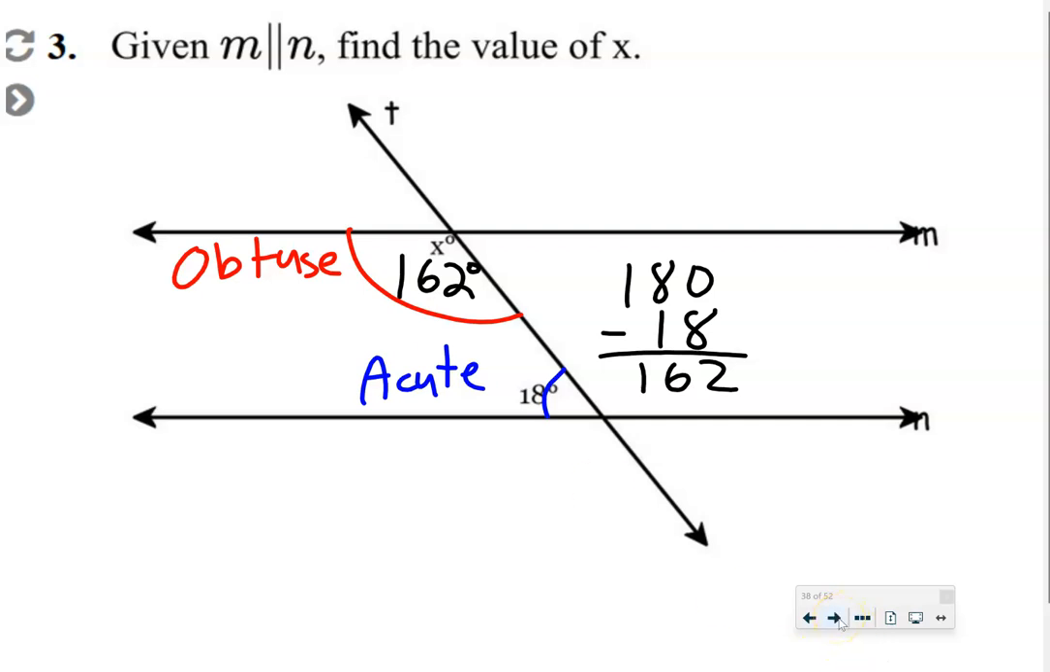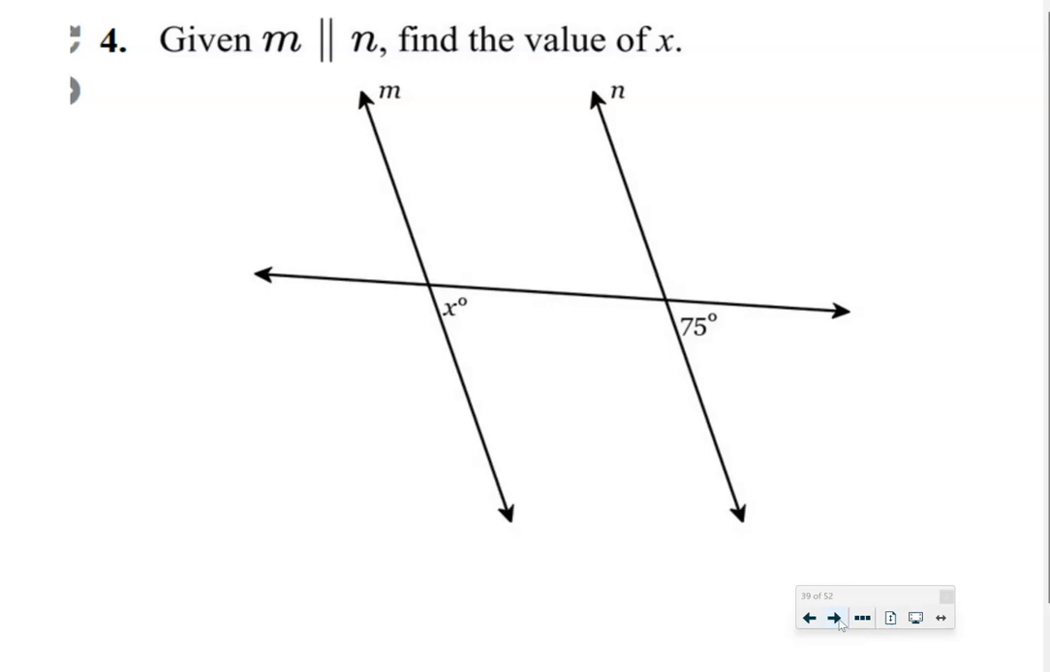All right, let's take a look at a few more. All right, here they're both acute. So angle x is going to equal 75 degrees. Same measurement.